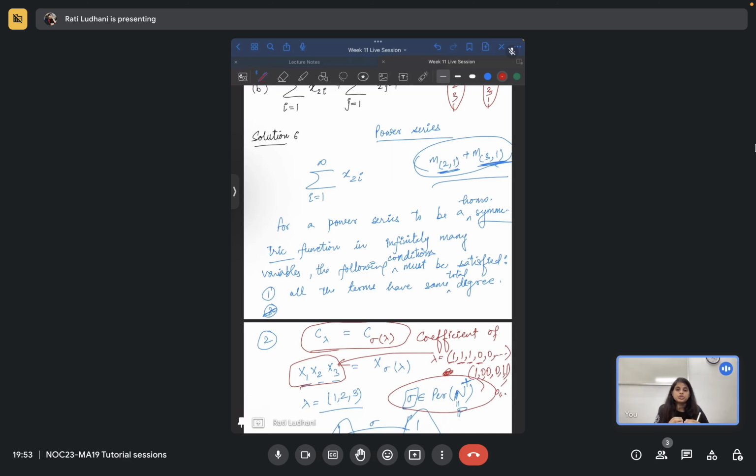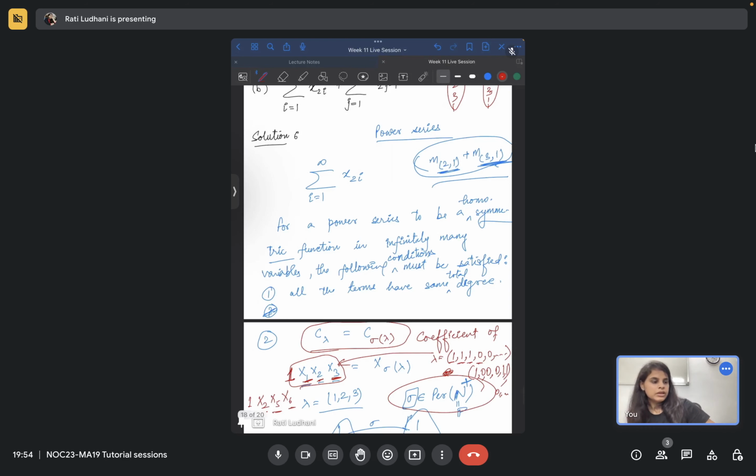So that means you should have, for example, x2 x5 x6, x2 x4 x8. Here at these places you can have any three distinct numbers. That is the main thing. The coefficient should be the same. That means if this coefficient is 1, then the coefficient for this one should also be 1, and any three numbers which are distinct you are considering.